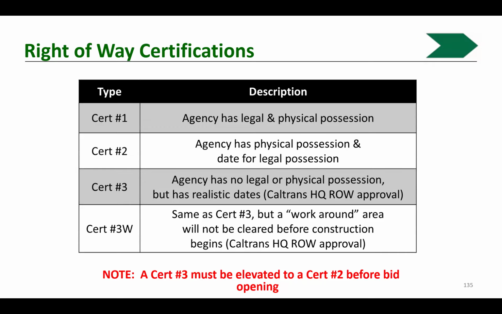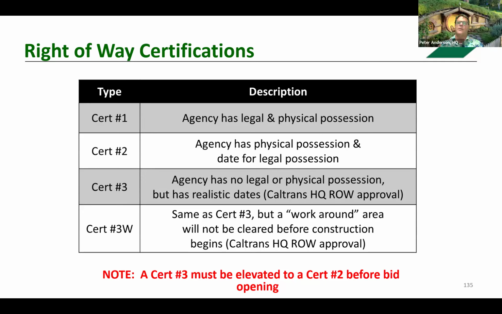Yeah, and I think it's important to note that the Cert 1 and the Cert 2 require district Caltrans approval when there's federal funds. If it's a local state-only funded project, then the agency gets to certify their right of way. But for federal projects, Caltrans has to certify. So Cert 1 and 2 are done by the district, and Cert 3s are done at headquarters. So it takes more time.